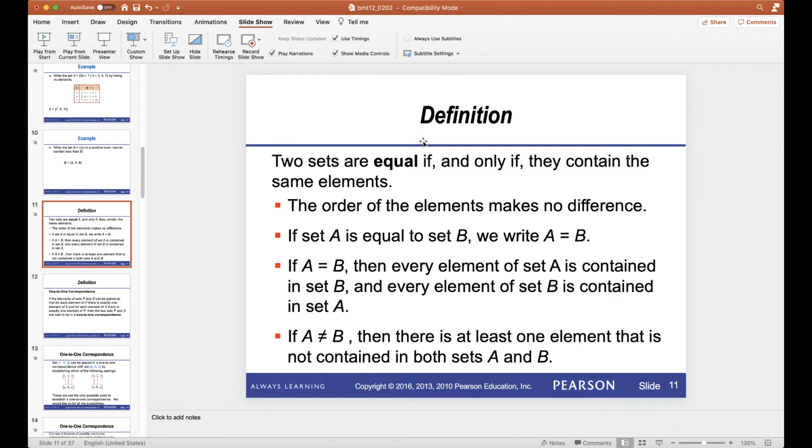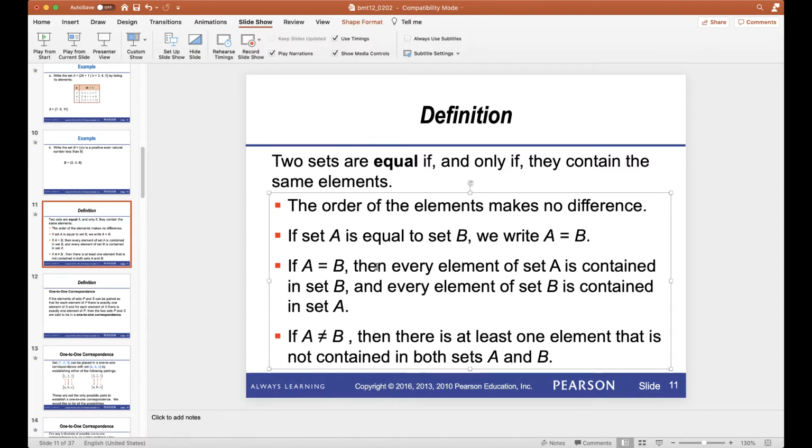Now, two sets are equal if and only if they contain the same elements. So they have to have the same elements, so they're going to have the same amount of elements, and it's going to be basically a copy of it. Every single element that is in A has to be in B. So if a set A is equal to a set B, we write A is equal to B.